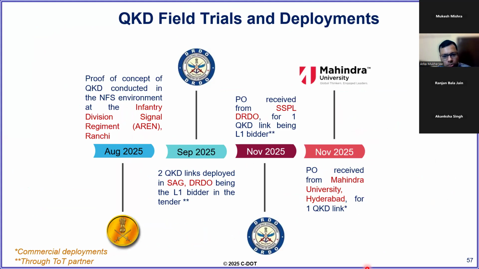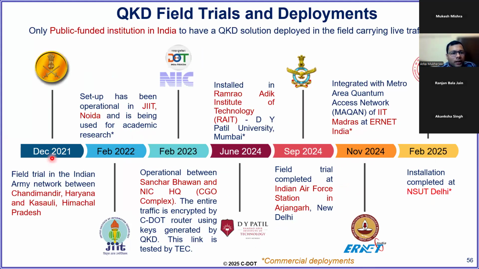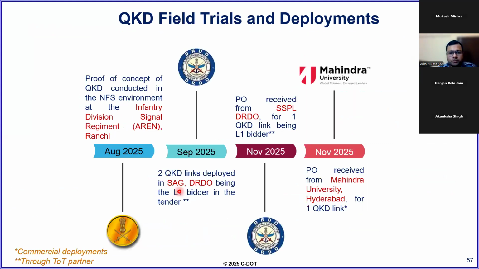So there are private universities as well as government universities, both using our systems, and we have done multiple field trials as well in the Indian Army, Indian Air Force, and one link is operational with live traffic between Sanchar Bhavan, that is the Department of Telecom, and NIC headquarters in Delhi. So the entire traffic between these two offices is encrypted using the keys that are generated by the C-QKD system.